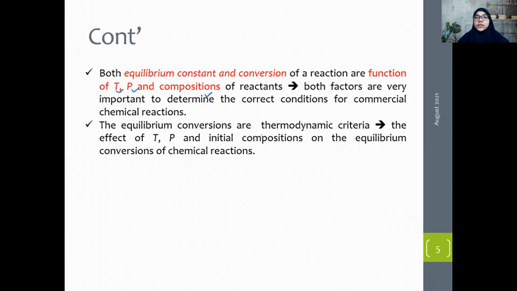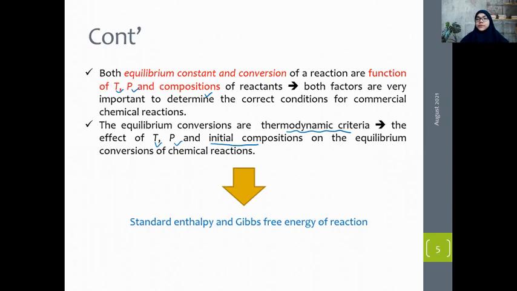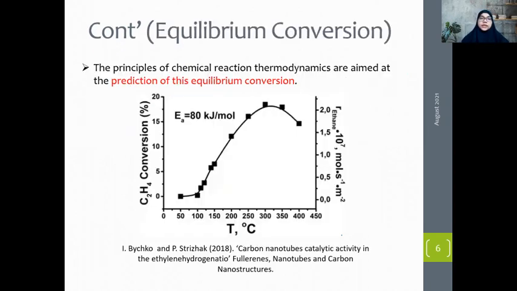The equilibrium conversion is a thermodynamic criterion, and it is affected by the temperature, pressure, and initial composition. Recall your understanding of the parameters related to temperature, pressure, and composition. Basically, it relates to the generating function, specifically the Gibbs energy. Thus, it gives us the correlation that relates to the standard enthalpy and Gibbs free energy of the reaction.